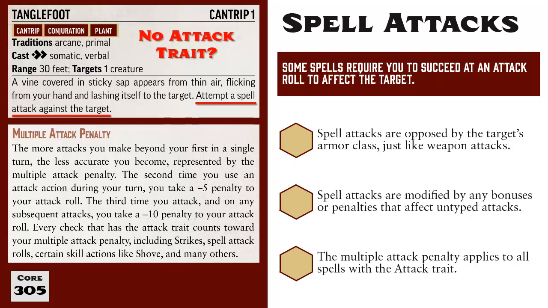And the multiple attack penalty only applies to activities with the attack trait. So, although Tanglefoot requires a spell attack roll, it is not affected by or contribute to the multiple attack penalty because it does not have the attack trait. In most cases, if a spell calls for a spell attack roll, it will have the attack trait and interact with multiple attack penalties, but just be aware that there are some rare cases like Tanglefoot that do not.